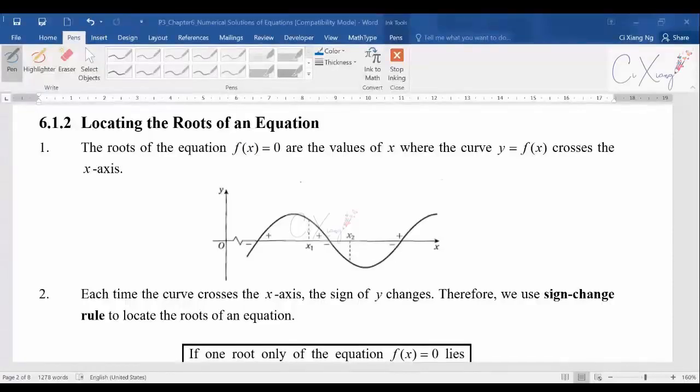Okay, so for this video, we are going to discuss another method to locate the approximate root. In the previous video, we tried to locate the root by using the graphical method. So for this part, we are going to discuss the sign change method.